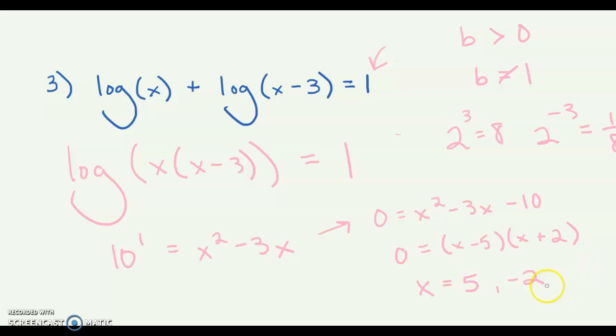When we plug in negative 2, already for this first log we get an argument of negative 2. That's not going to work for us. And so we can already say, hey, negative 2 is an extraneous solution. That's not going to work for us. And so the value of x that satisfies this function is 5.